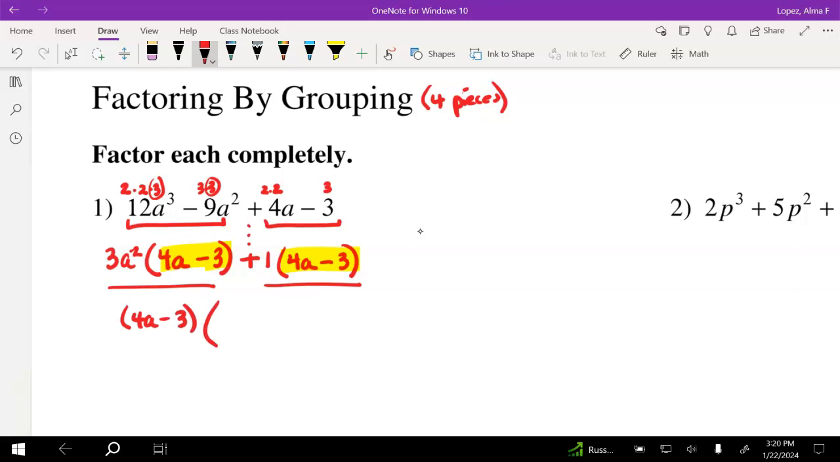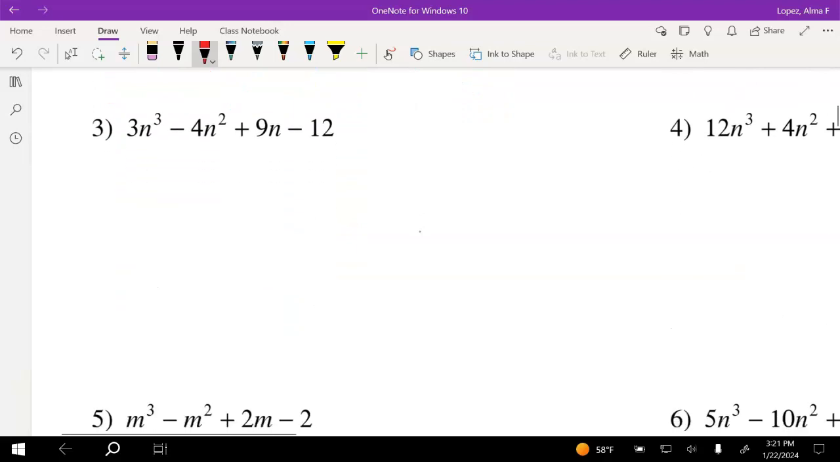Open up our leftover parentheses and then factor it. When you factor the 4a minus 3 out of the first term, you're going to be left with a 3a squared. When you factor the 4a minus 3 out of the second term, you're going to be left with a plus 1. They get easier as you go along, so let's look at number 3.